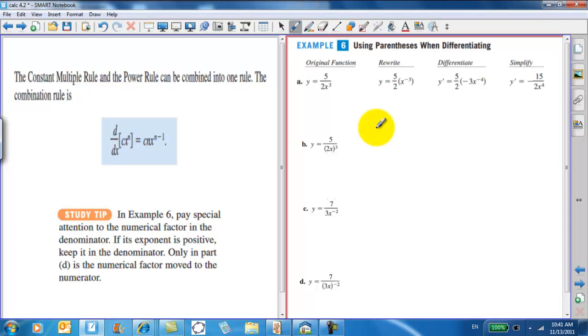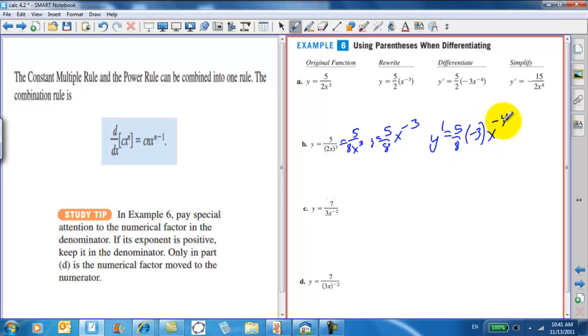But notice here in example 6, we focus on first rewriting the function here as 5 over 8x cubed. So it's 5/8 x to the negative 3. Rewrite it as a constant times x raised to a power. Now you can do the derivative. So we leave the constant multiplier in front, 5/8, negative 3 x to the negative 4, dropping it by a power.